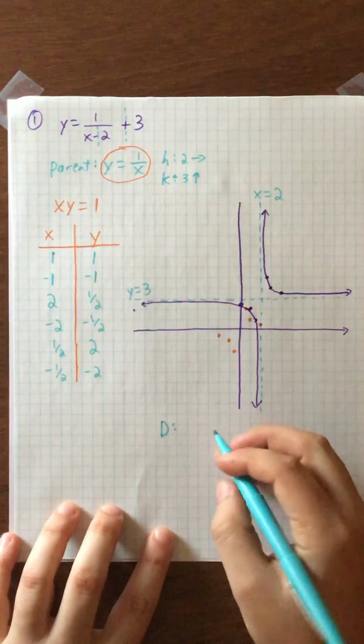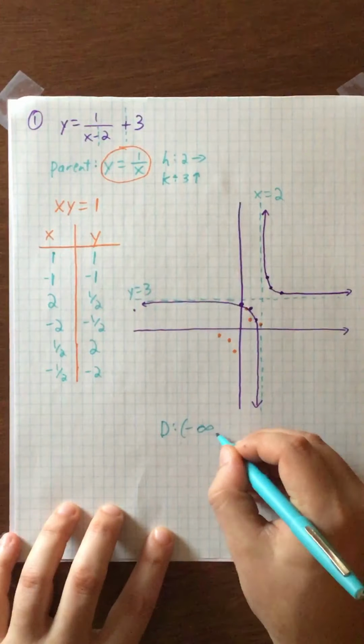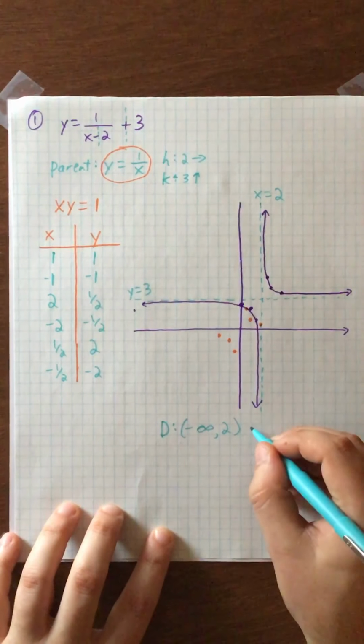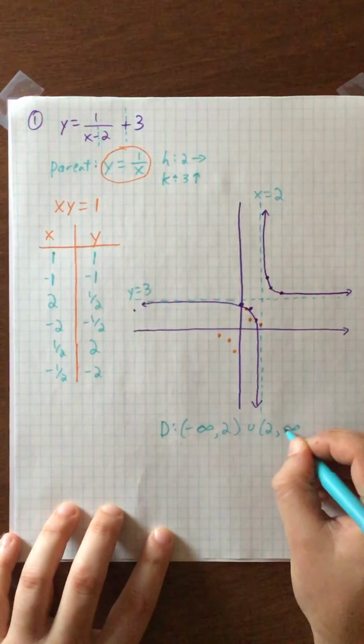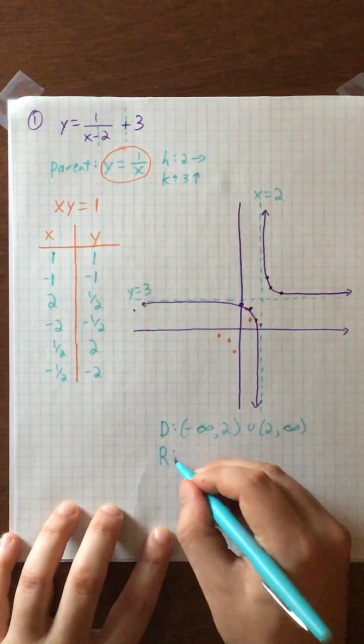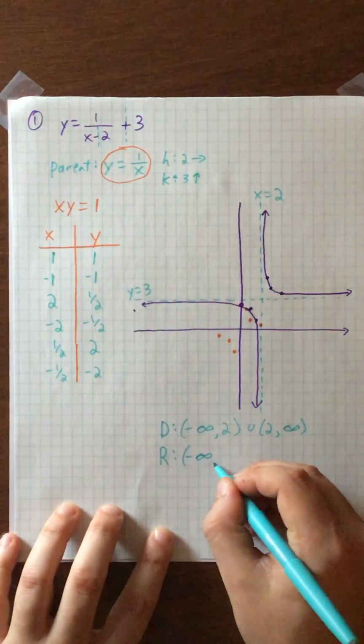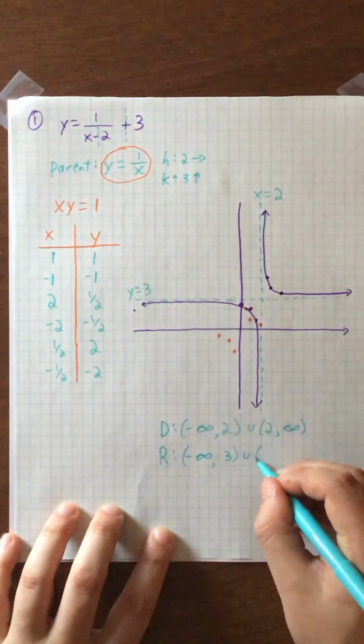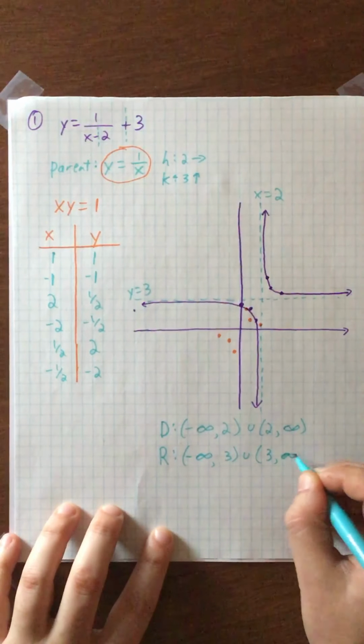Domain. It's going to be negative infinity to 2, union 2 to infinity. Range. Negative infinity to 3, union 3 to infinity.